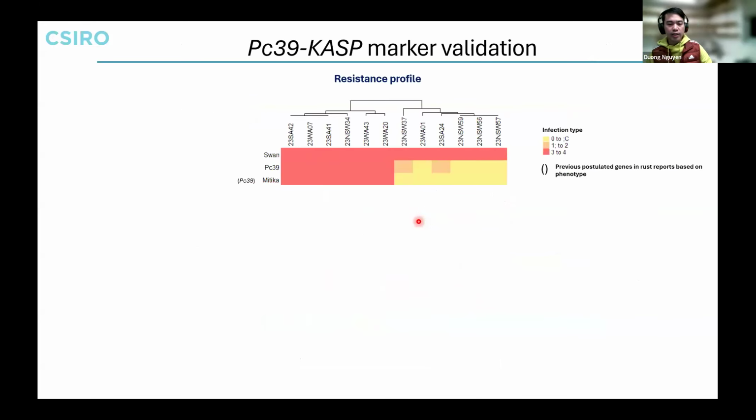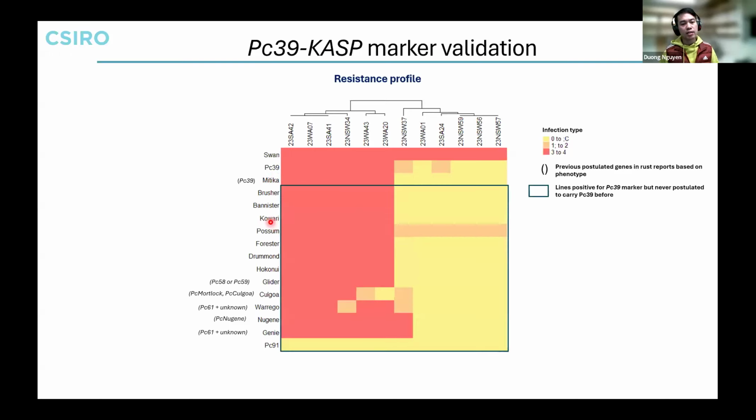Based on the pedigree tracking and the genotypic result, we want to see if the resistance profile of the potential carriers also matches the PC39 carrier or not. So we have the profile of PC39 and Mitica. Mitica was previously postulated to carry PC39 in the cereal rust report. Looking at the resistance profile here, we see that Mitica tested positive for the marker and also shares a very similar profile to PC39. So it just validates the finding from the previous rust report.